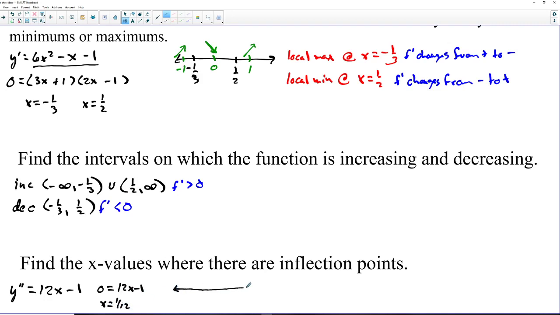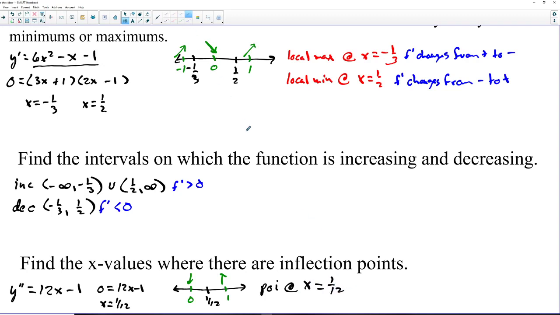And we can put that on a number line. Here's 1/12. And we're going to pick some points to test. And we can pick 0. When we plug 0 into the second derivative, we get a negative 1. So the second derivative is negative. This function is now concave down here. And then we can pick 1. 12 minus 1 is positive. The function's concave up here. So we have a point of inflection at x equals 1/12.